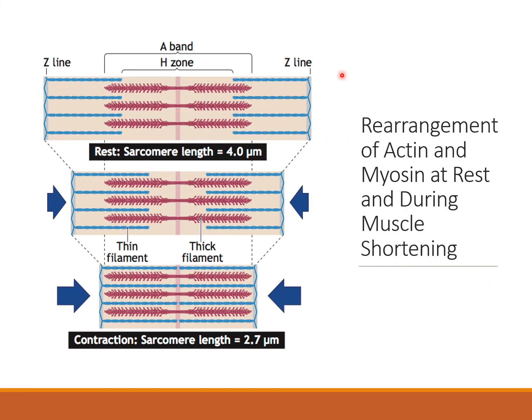So here's rearrangement of the actin and myosin during muscle shortening. Here is at rest. We don't have a lot of cross bridging between the myosins and the actins at rest. And then as we start to contract and shorten that muscle, we start to see this thick filament attached to the thin filament, and these Z lines you can see get pulled closer and closer together until they have a full crossover like this.